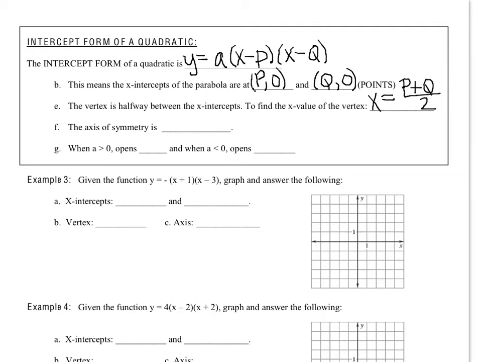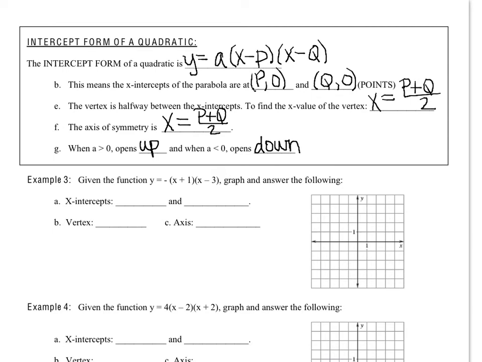So let's look at this next problem. Oops, I forgot to finish filling in that box here. The axis of symmetry is then x equals (p plus q) divided by 2. And if a is greater than 0, our graph opens up. When a is less than 0, our graph opens down.